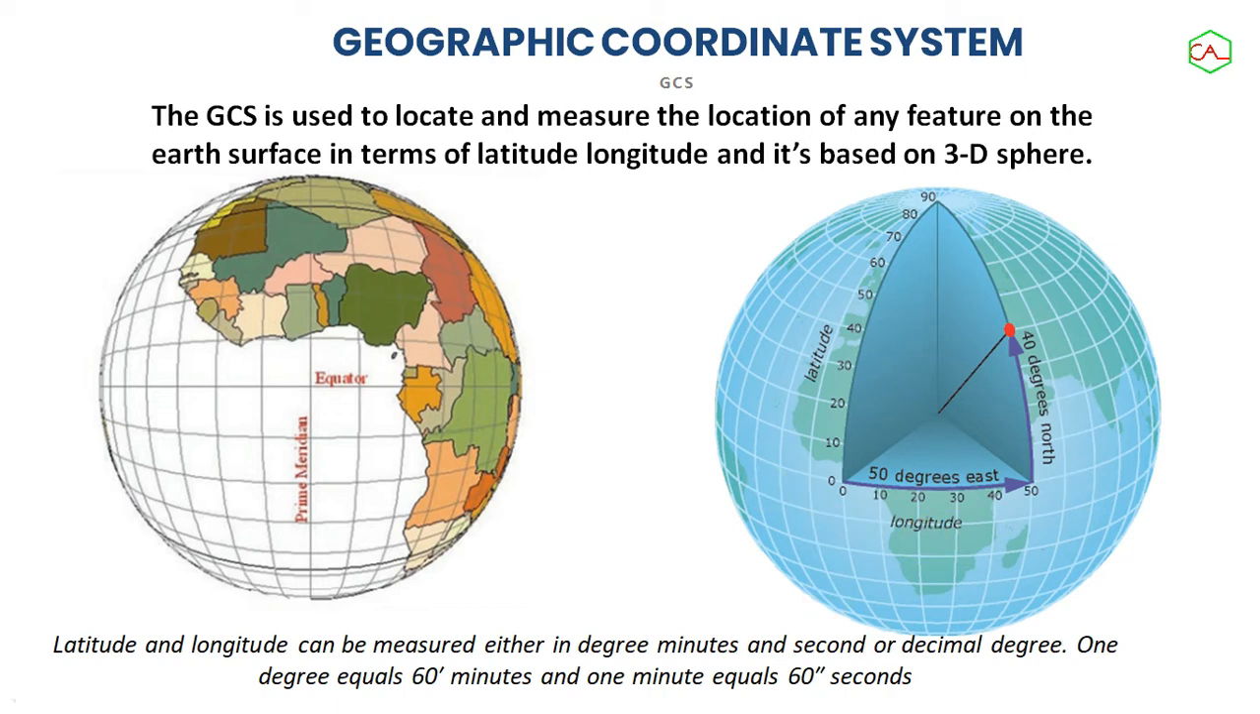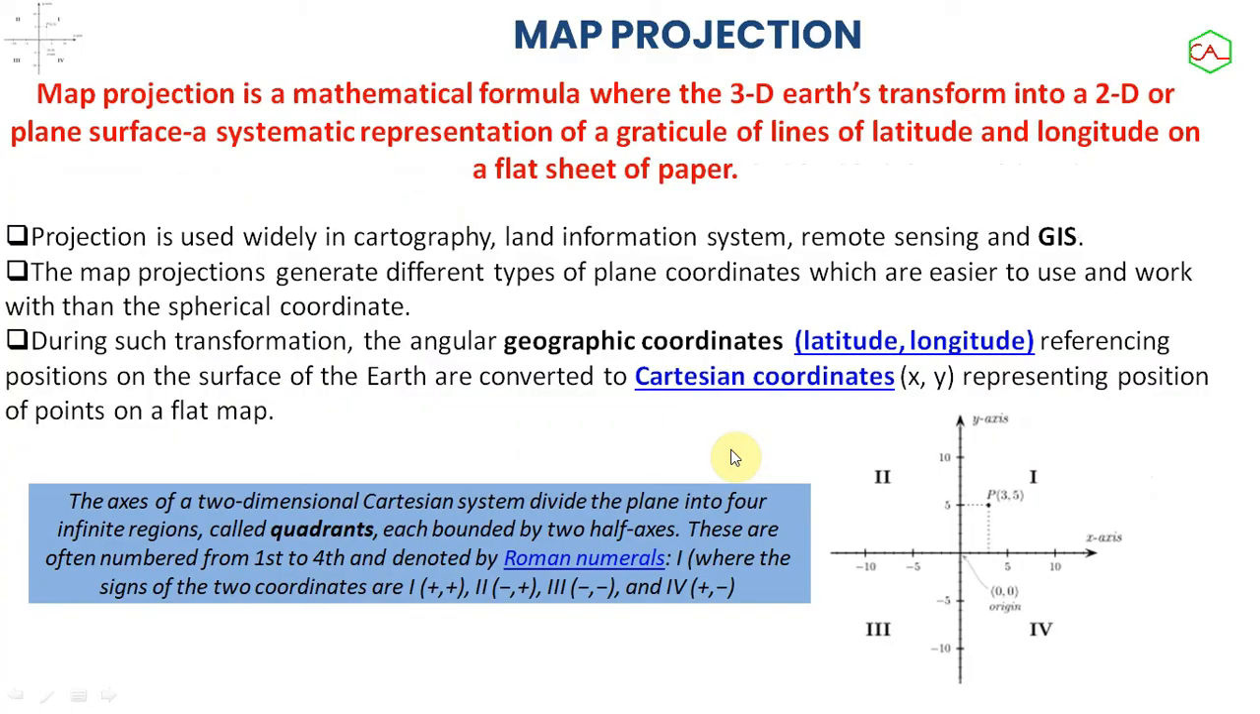The latitude and longitude are used the same way the XY coordinate is used in any plane coordinate. So it is used as a reference grid to find locations of features. Now the origin of the GCS is the point where the prime meridian intersects the equator. Latitude and longitude can be measured either in degrees and minutes, as I've just said before, or in decimals. So this is the concept of the geographic coordinate system.